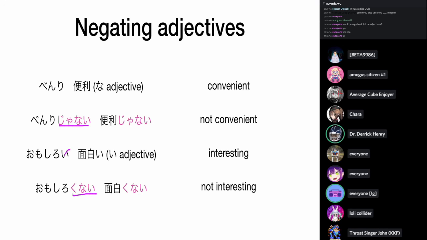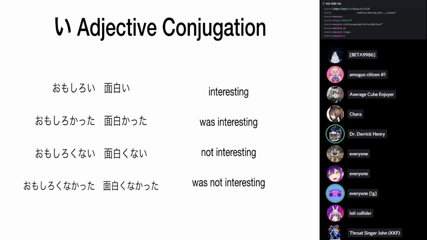The important thing to notice here is that these both end in e. So benri janai and omoshiro kunai are adjectives on their own that mean not convenient and not interesting. They're e adjectives, both of them. So when you want to make them past tense, what's going to happen is you drop the e after kunai and add katta at the end. So omoshiro kunai becomes omoshiro kunakatta.